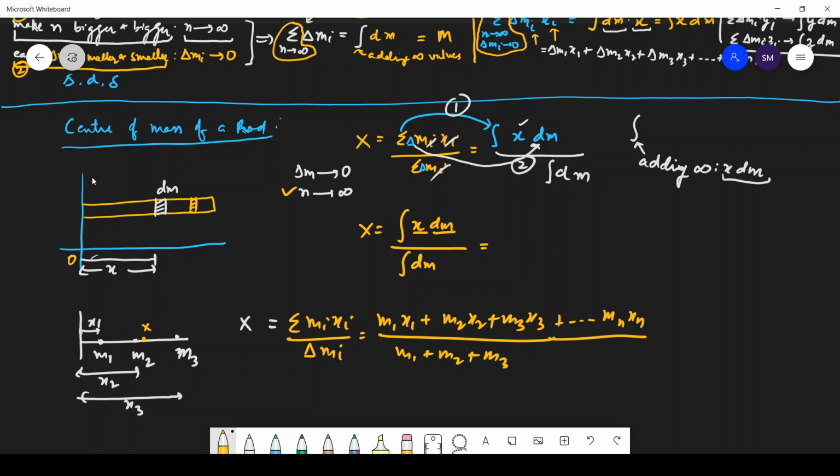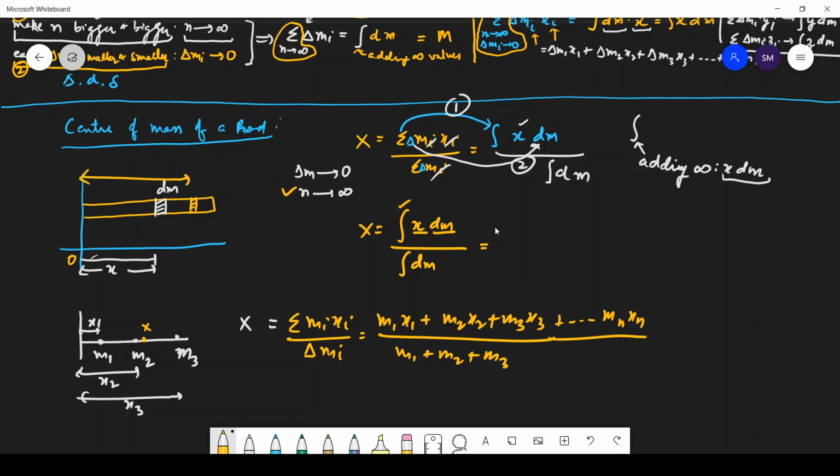So this is another mass and it is at this distance suppose. So I am going to multiply this distance with this mass. Distance times mass, distance times mass, and so on, all of them I am adding, and this is the way.